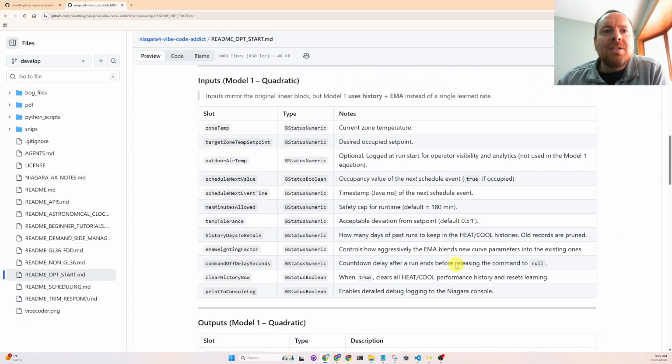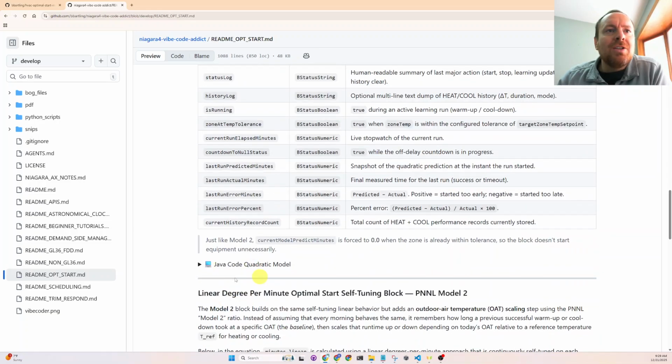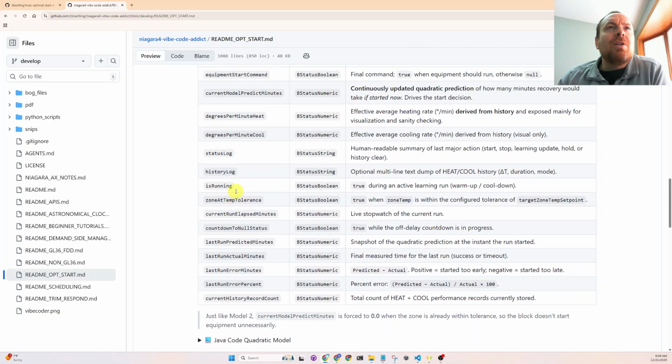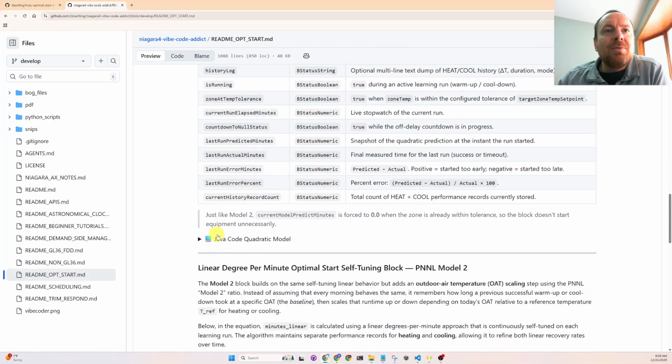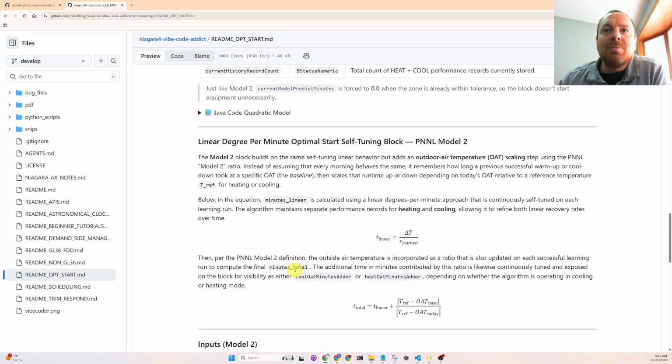I have this running in a full-blown Java format in the Niagara framework. A little bit of computer science magic calculates some of these error parameters. The algorithm also captures the elapsed time it takes to recover the zone, which is pretty critical for any of these models.